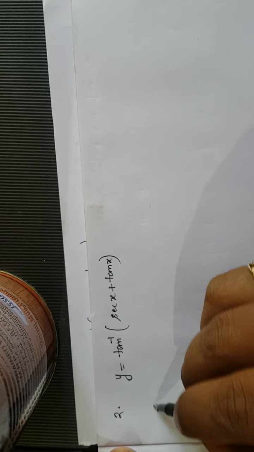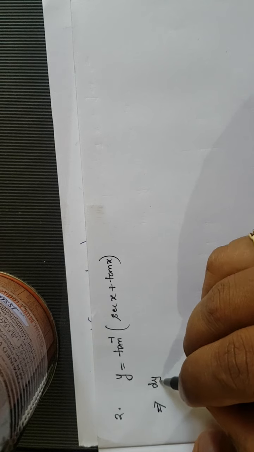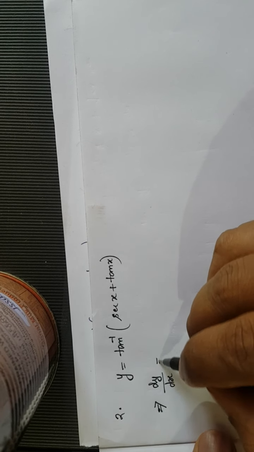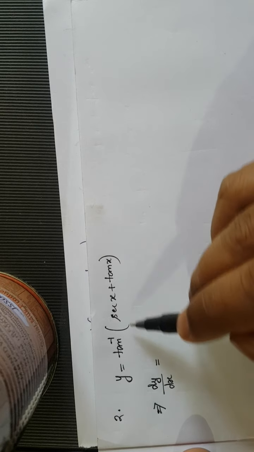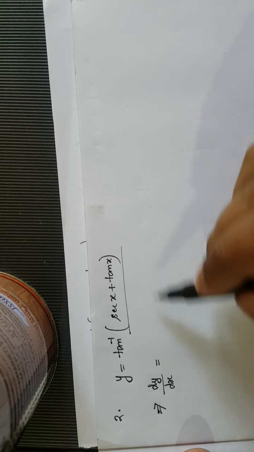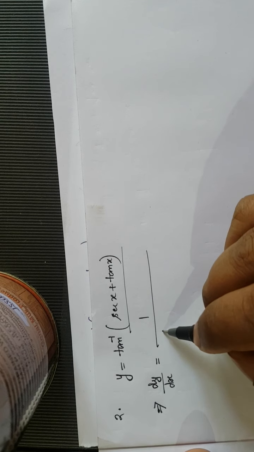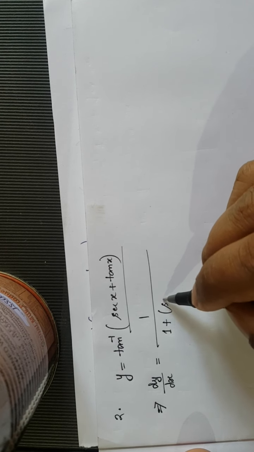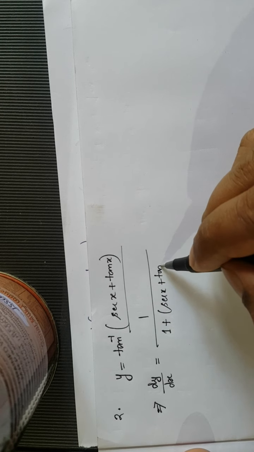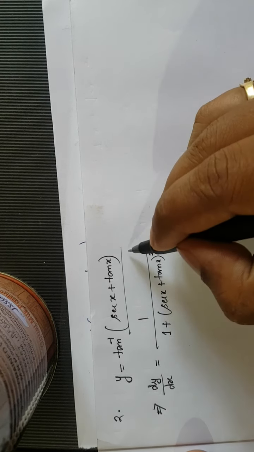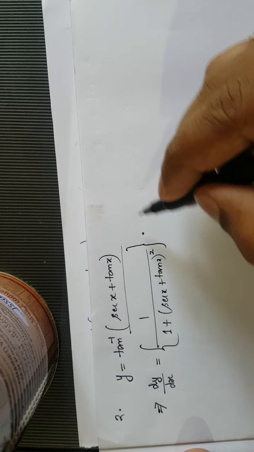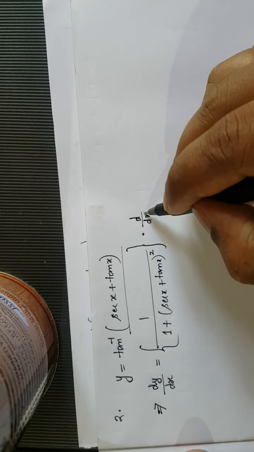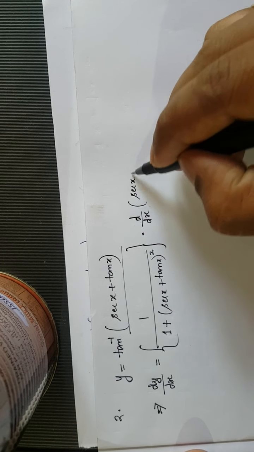Now you can apply the composite function method, or you can use the formula of class 11's trigonometry. dy by dx, differentiating with respect to x. So for tan inverse of x, assume this as x. It is 1 by 1 plus sec x plus tan x whole square multiplied to the derivative of sec x plus tan x.